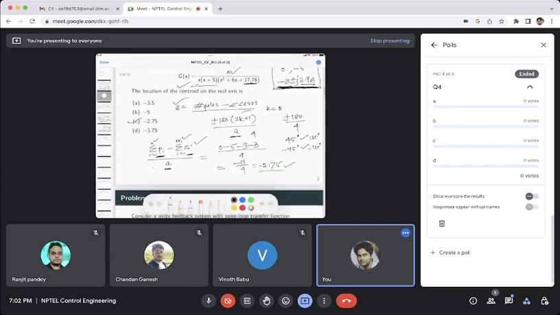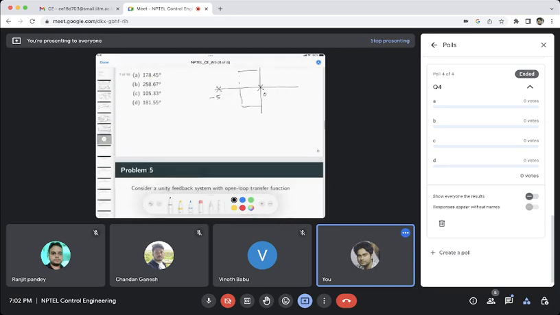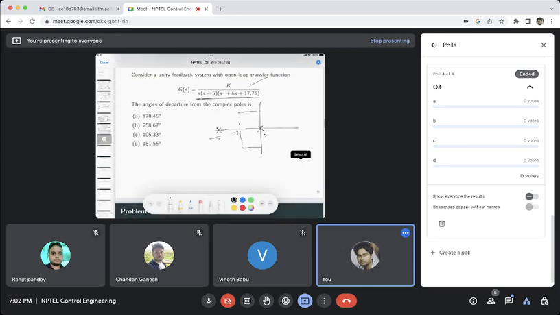So -3 plus or minus j2.96. This is -3, we have +j2.96, and this is -j2.96. These are the open loop poles. So you have to find the angle of departure. What is this angle of departure?